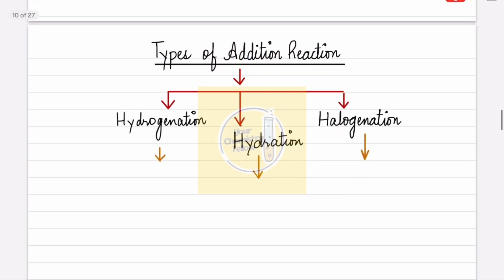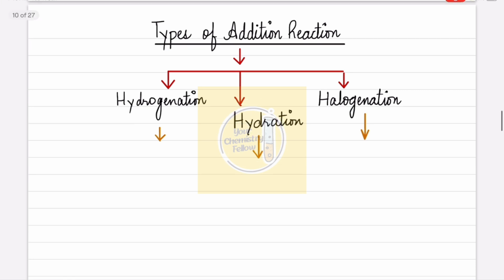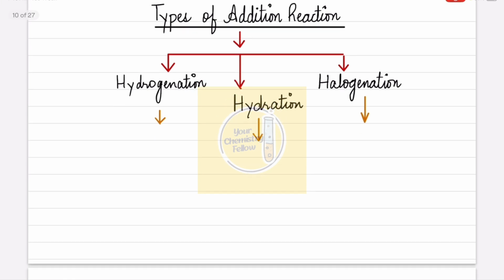Now, there are three types of addition reactions which are part of the O-level syllabus. These are hydrogenation, hydration, and halogenation. The name of the reaction shows that hydrogenation is the addition of a hydrogen molecule.